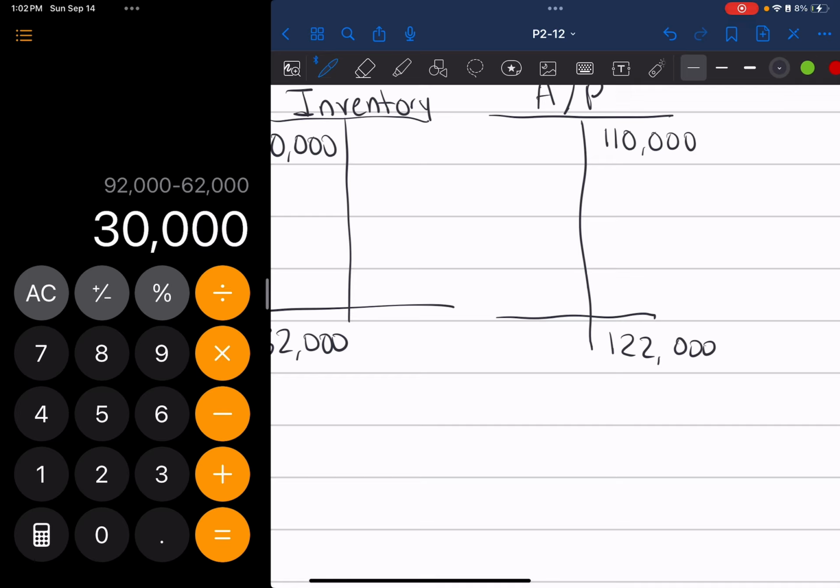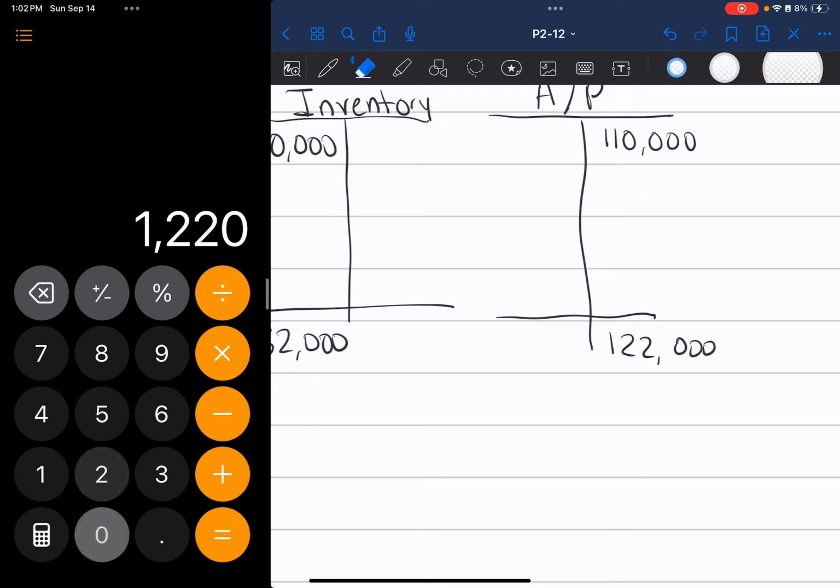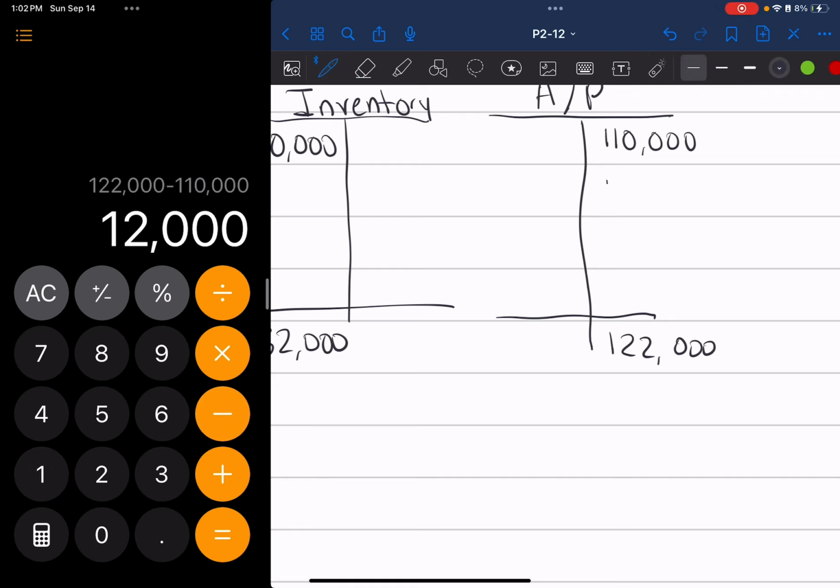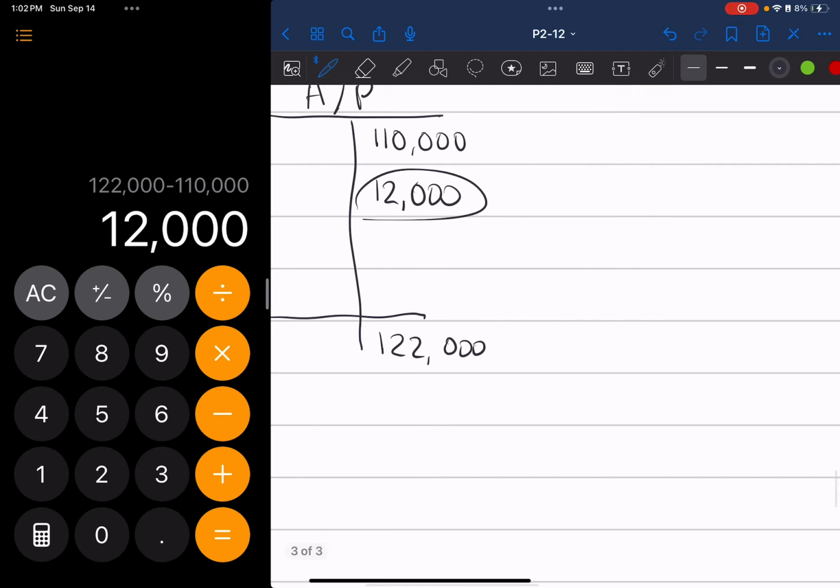So basically, accounts payable increased by 122,000 minus 110,000, which is a $12,000 change. So that entry would have been inventory for 12,000 and accounts payable increases by 12,000 when it was made. So that's why it impacts the inventory account.